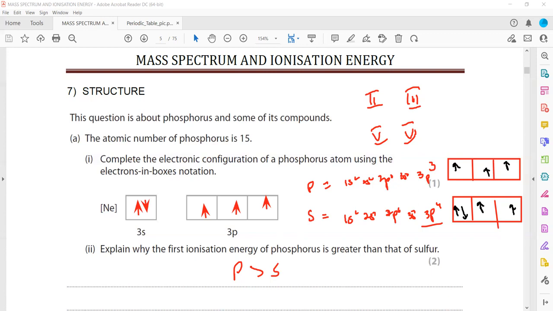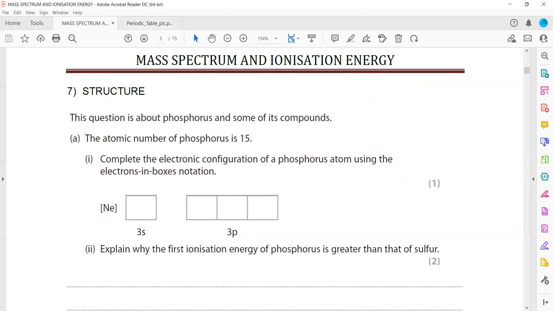But in the case of sulfur, the outer shell electrons have the same shielding effect. But because there is a pair of electrons, there is more repulsion. And due to this repulsion, we can easily remove the electron from the atom. Is it clear why the first ionization energy of phosphorus is greater than sulfur?